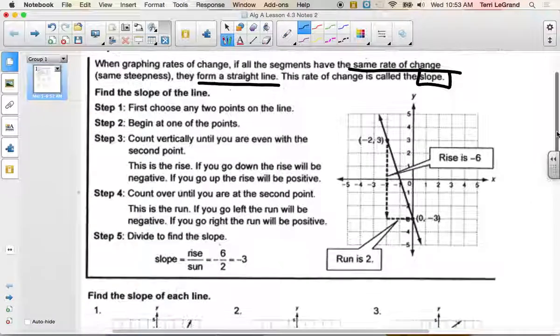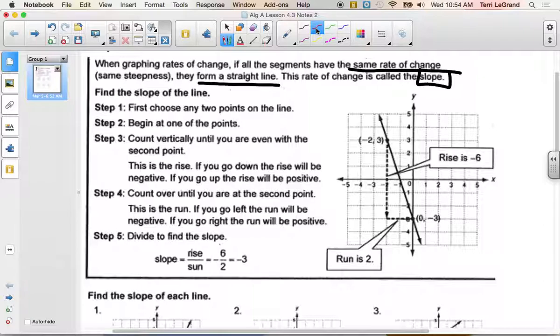So it says that right here. Step 1: first choose any 2 points on the line. Pick the ones you want. Begin at one of the points. Does it tell you you have to start at one or the other? Is that optional also? Pick whichever one you want to start at. Yeah, we get to pick the one we want to start at.